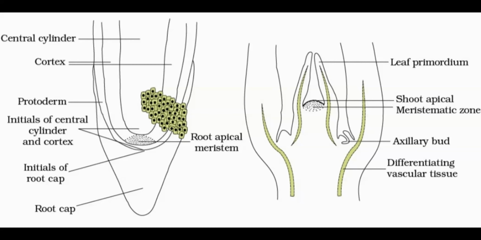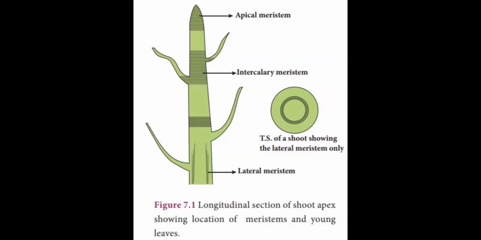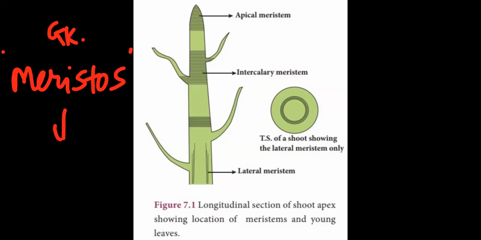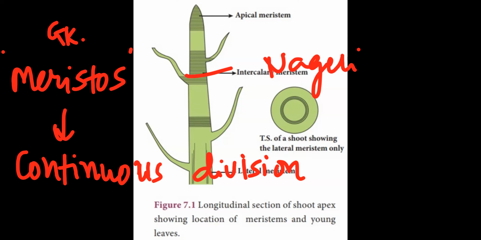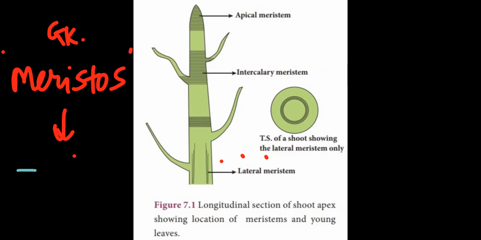See, this term, meristos, it's a Greek term. I will show you another diagram first, and then we'll come to this. Initially, we will use this diagram. A Greek term, meristos, refers to the one which is continuous. It undergoes continuous division. For that, the Greek term meristos is used. This term was first used by scientist Nageli. So Nageli coined the term for those tissues which have a power of continuous cell division.